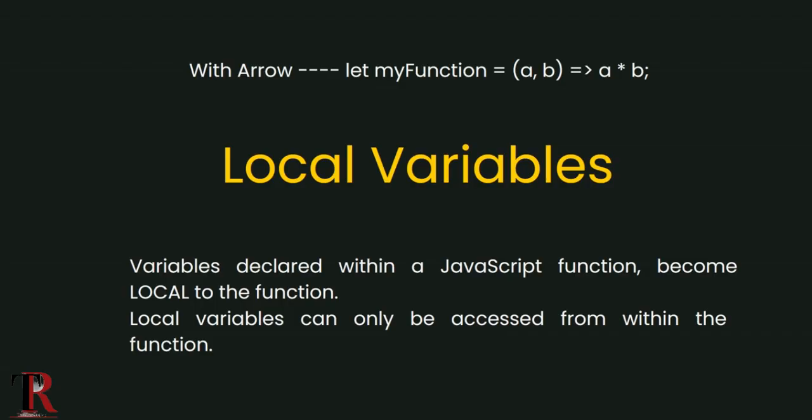It is only accessible within that function, which means that if you try to access such a variable from outside of the function, it will not work, because a local variable is a variable that is created inside the function and can only be used inside that function. So once the function finishes running, the local variable disappears, because it will no longer be accessible outside of that function.